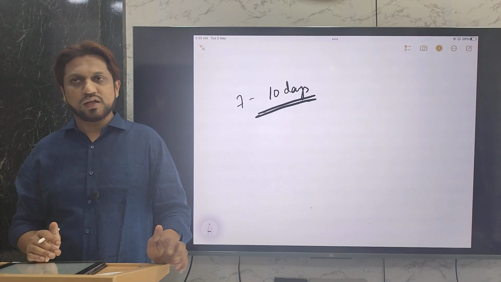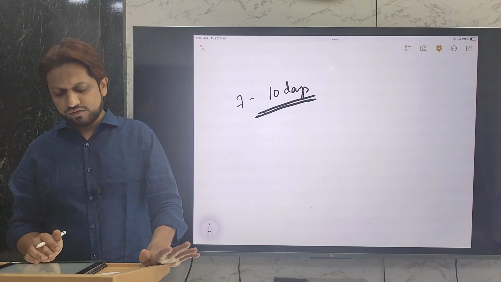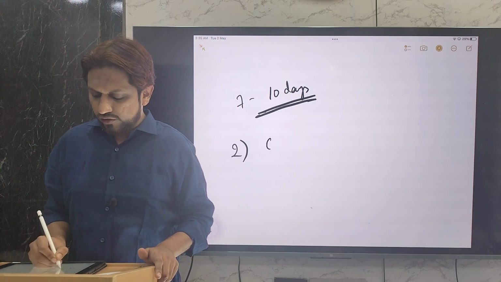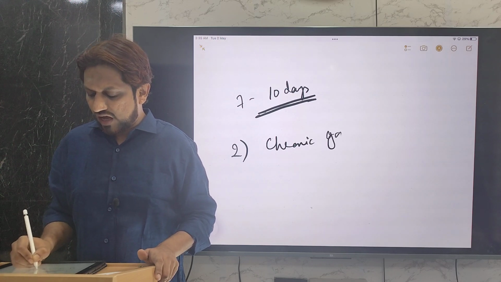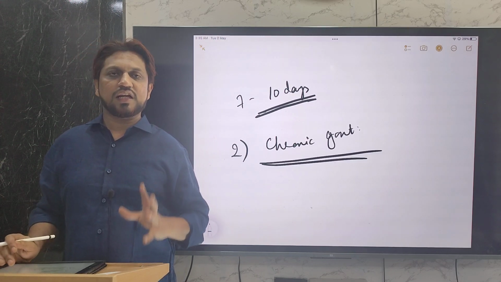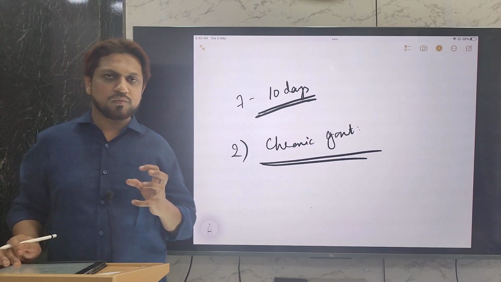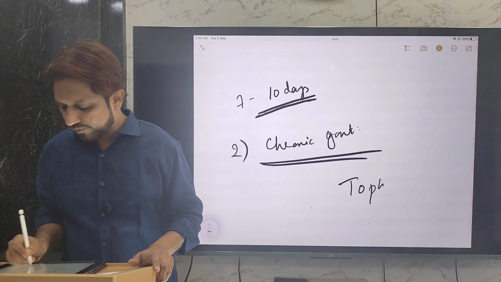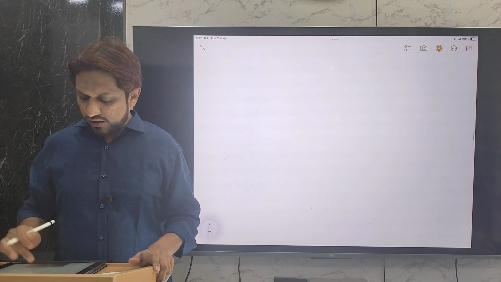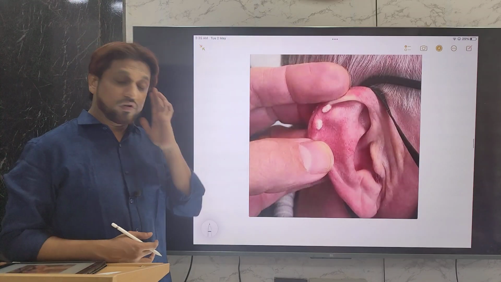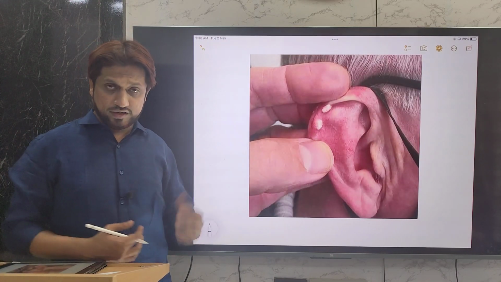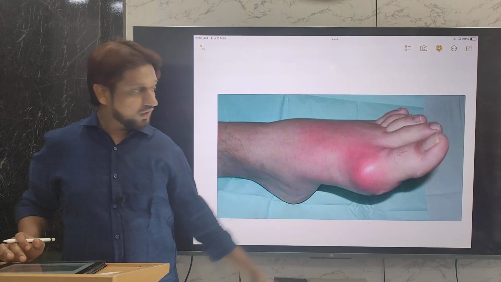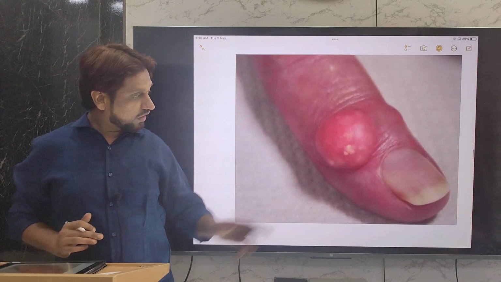Then if this condition of hyperuricemia continues for years, it will lead to chronic gout. It may lead to the deposition of monosodium urate crystals in the subcutaneous tissues, which are sometimes termed tophi. We can see tophi in the ears, from deposition of these crystals in the subcutaneous region or connective tissues. Also in the joints themselves we can see tophaceous deposits in the fingers.